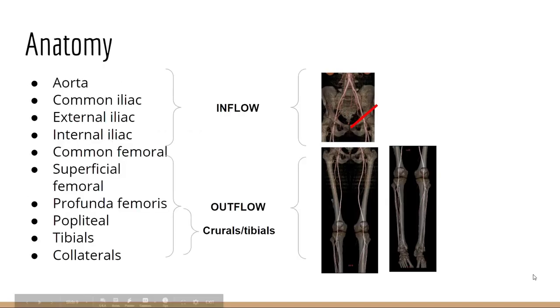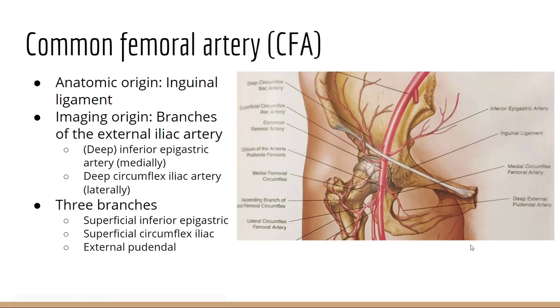Some pertinent anatomy. I like to describe the arteries of the lower extremity as the inflow and outflow vessels. Inflow being above the inguinal ligament, including the abdominal aorta and the iliacs. The common femoral is considered part of the outflow, being at and below the inguinal ligament, including the SFA, the profunda, which is an important collateral and surgical artery for bypass, as well as the popliteal and tibial arteries. I'll start with the common femoral artery.